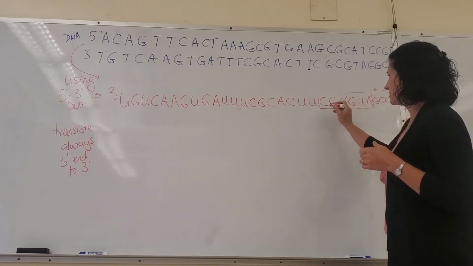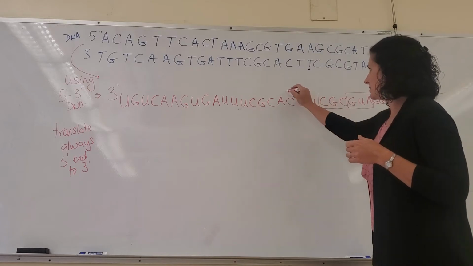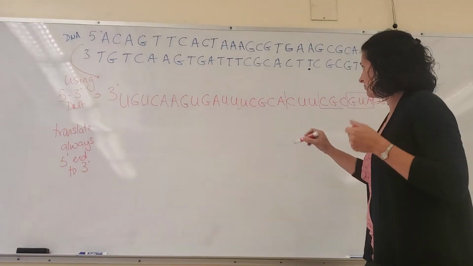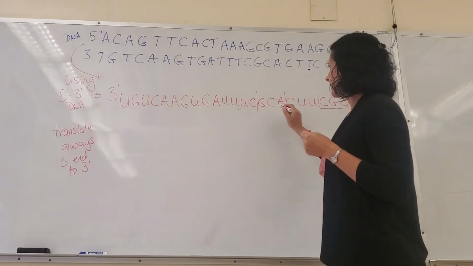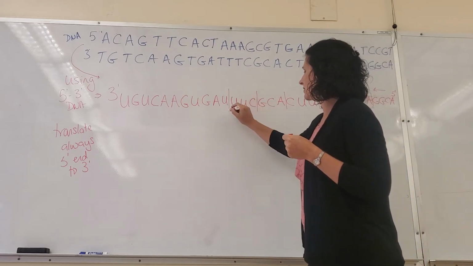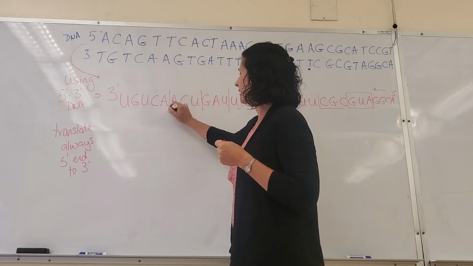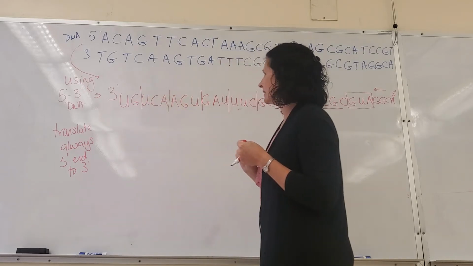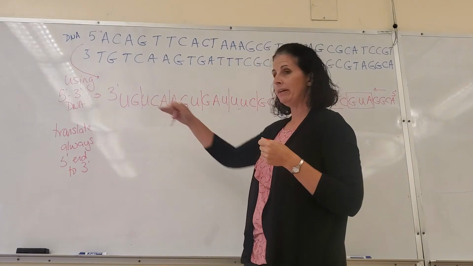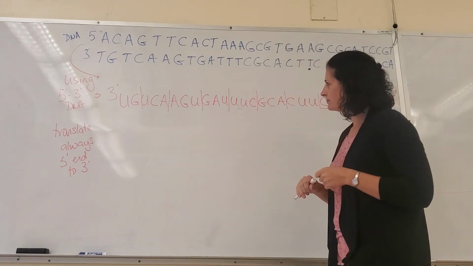Then we have CGC, then UUC. Codons are groups of 3 nucleotides. Then ACG, CUU, UAG, UGA, ACU, and we have 2 left over. We'll come back to that.